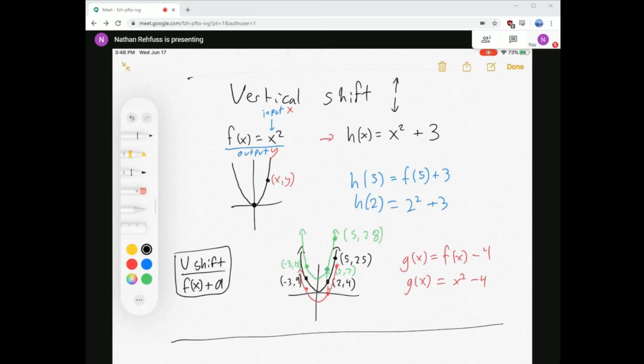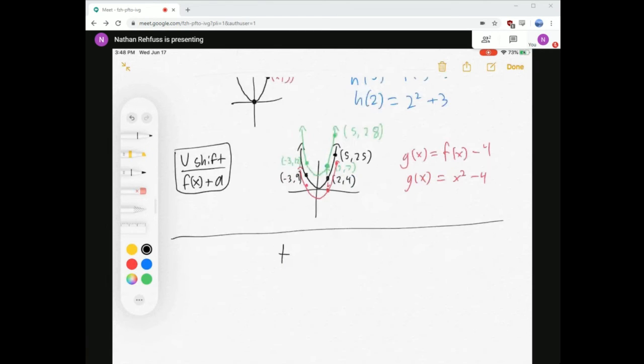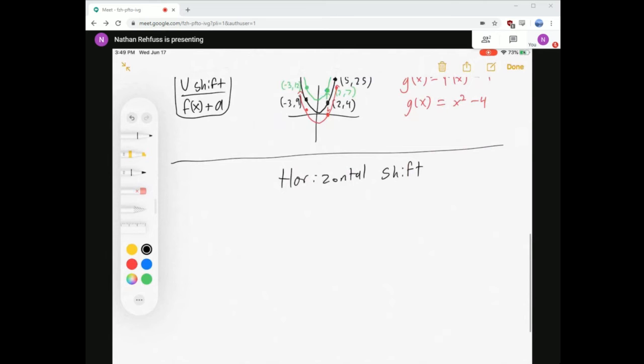I got my output, and I wanted to add a number to the output to make it bigger, or subtract a number from the output to make it smaller. So now in a horizontal shift, I'll be doing the same thing but with the input.